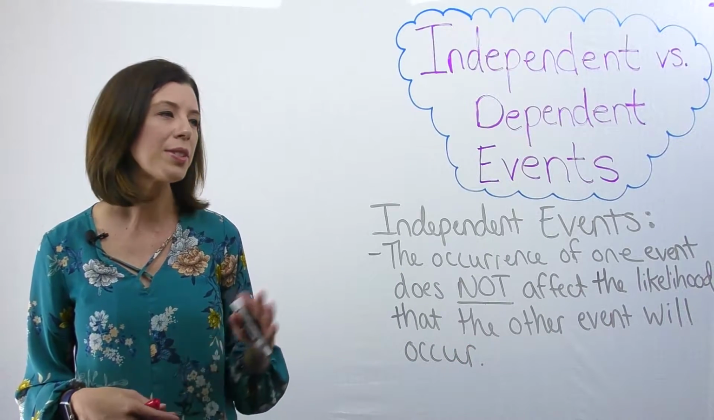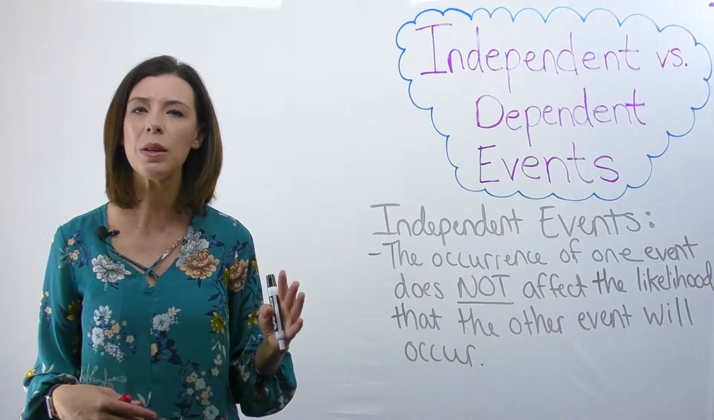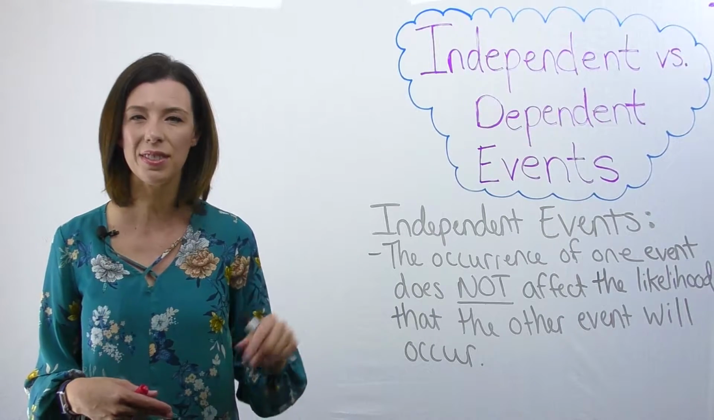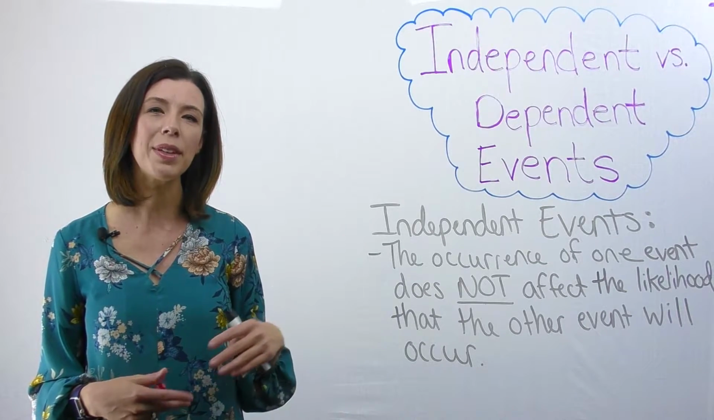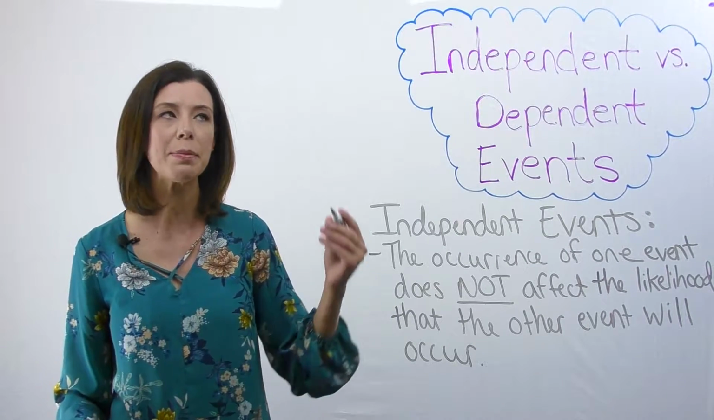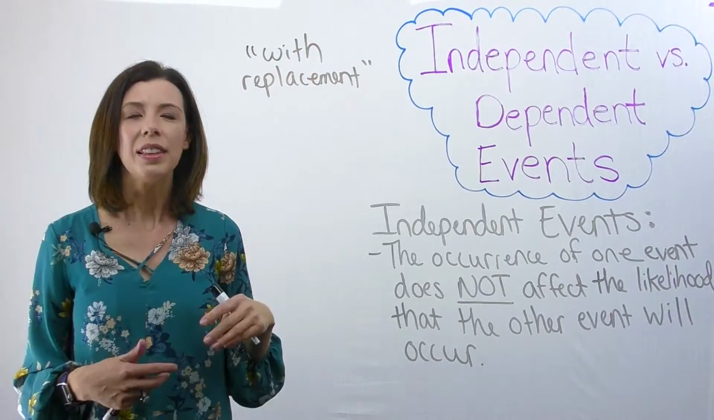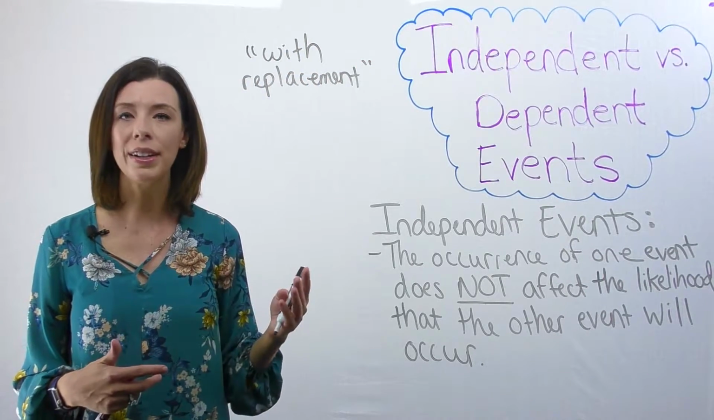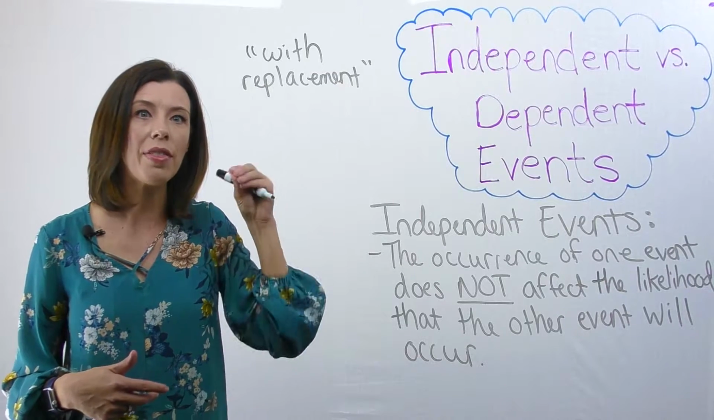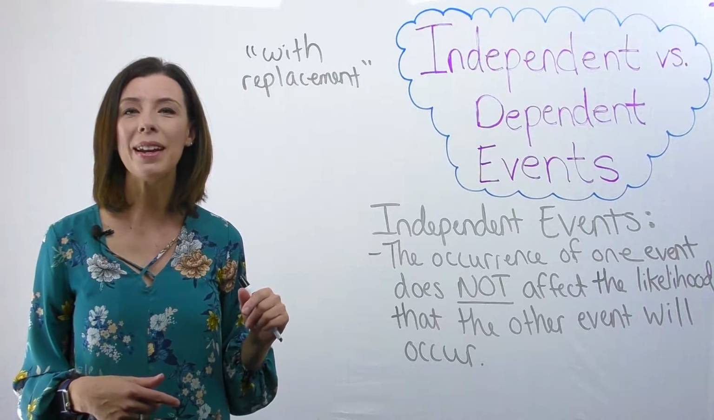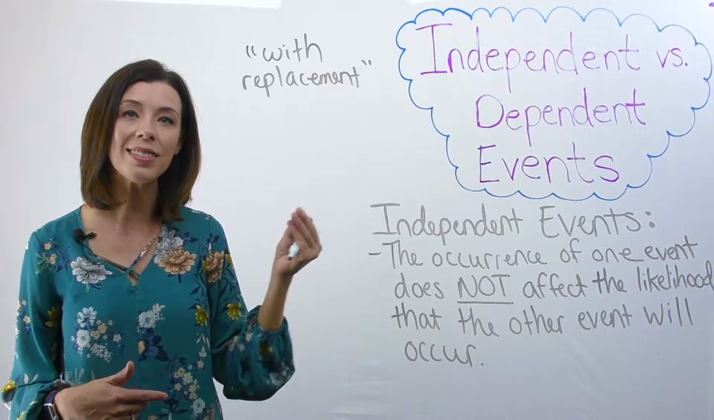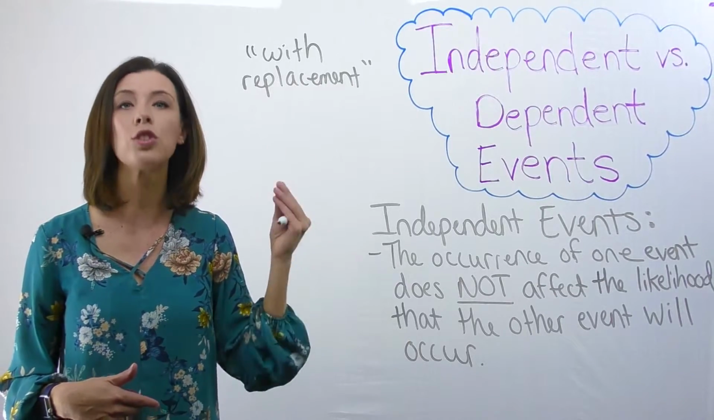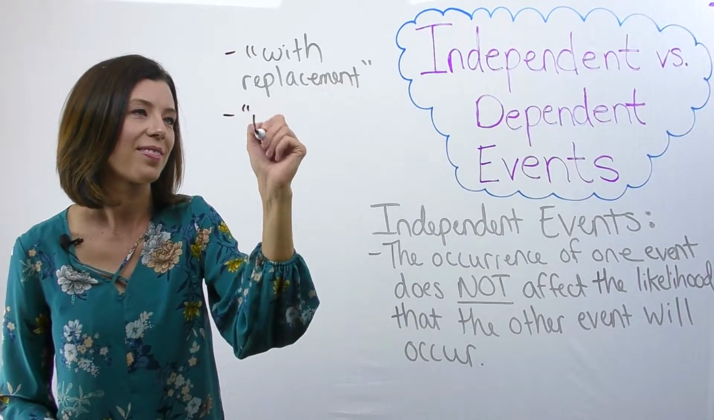A lot of times when you see independent events, you're going to see keywords that are specific to this kind of scenario. You might see a problem that says something like with replacement. Think of this as you're drawing cards and you draw a card and then you put it back. Those would be independent events. I could draw an ace, put the card back, and then draw a red card.